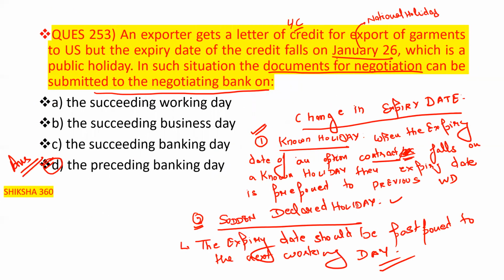And that is why I have discussed in detail regarding the known holiday and the suddenly declared holiday. Sometimes they will ask a twisting question on the basis of that, and we are not able to identify what they are asking. That's why I will discuss the concept in detail along with that.